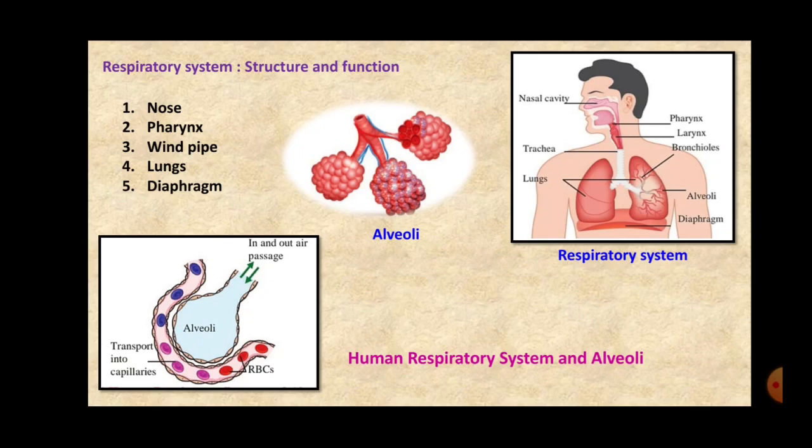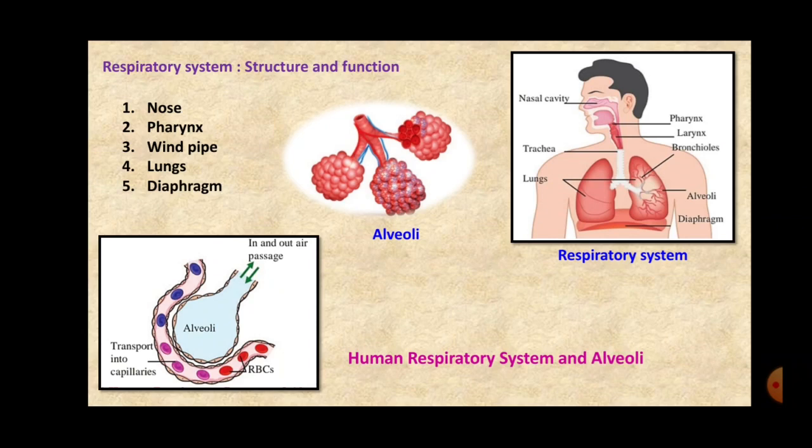So this is all about the respiratory system. So let's just revise that the respiratory system starts from the nasal cavity, then pharynx where the food pipe and windpipe are present.